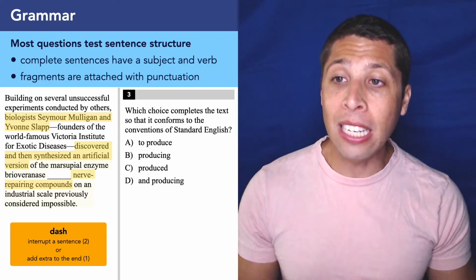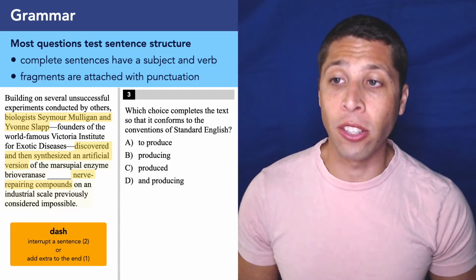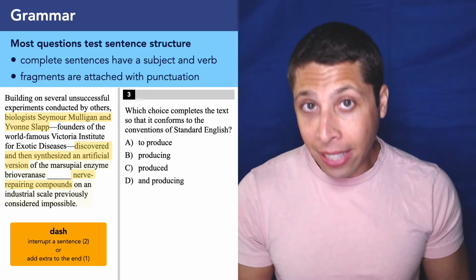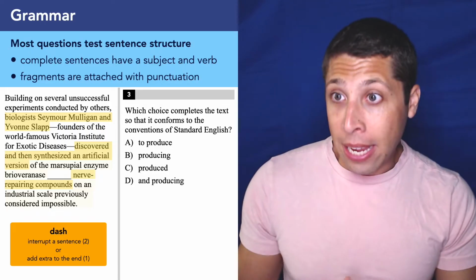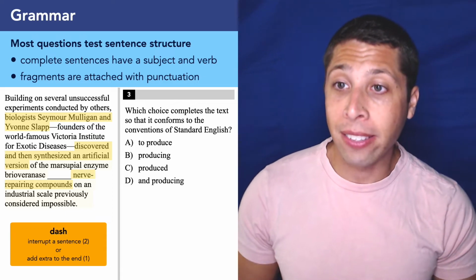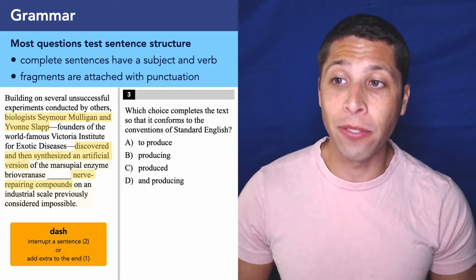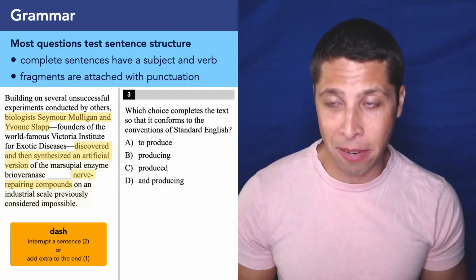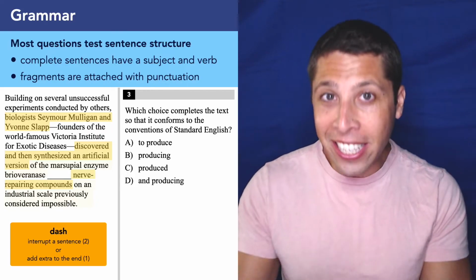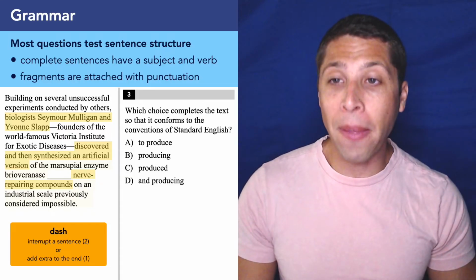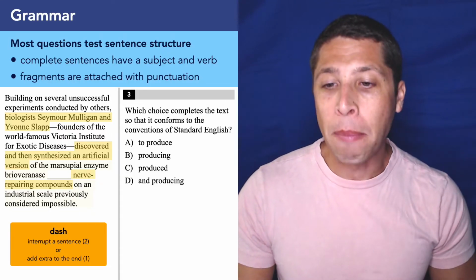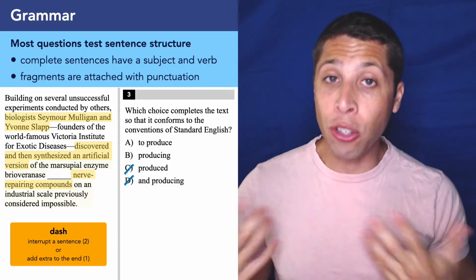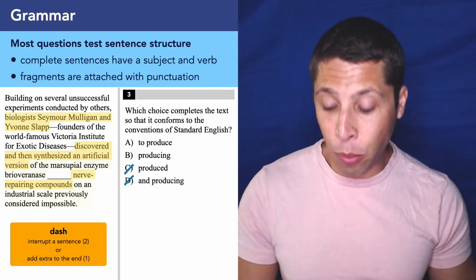Biologists Seymour Mulligan and Yvonne Slapp discovered and then synthesized an artificial version to produce nerve-repairing compounds. That sounds like a sentence. So does B. Biologists Seymour Mulligan and Yvonne Slapp discovered and then synthesized an artificial version producing nerve-repairing compounds. That also sounds fine to me, but if we did C and D, they would not work. I'm not going to read them. I think you can do that on your own, but both C and D would sound weird if we put them in there.